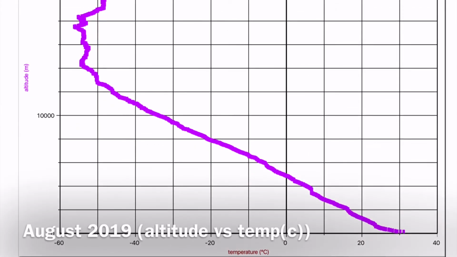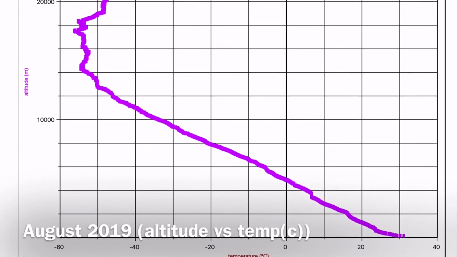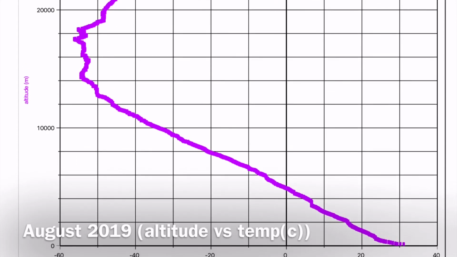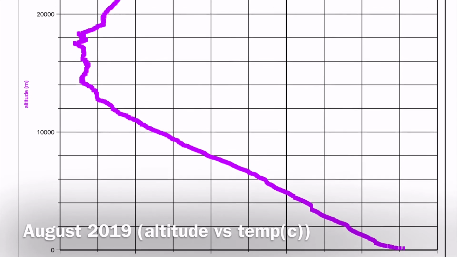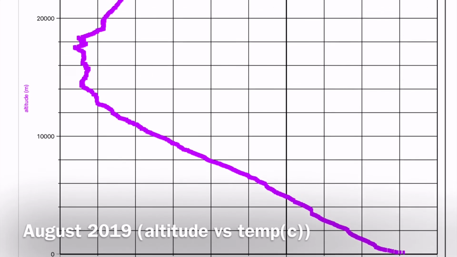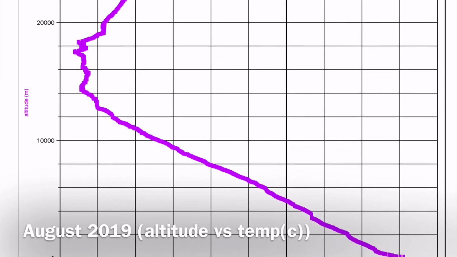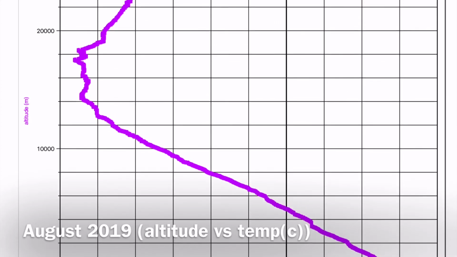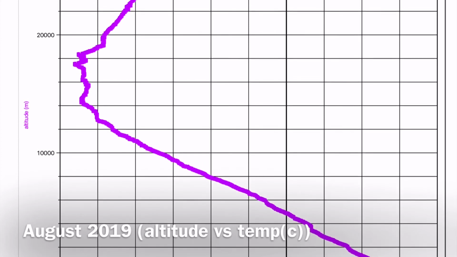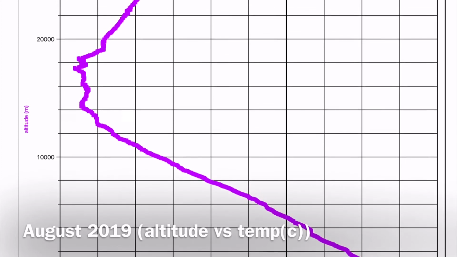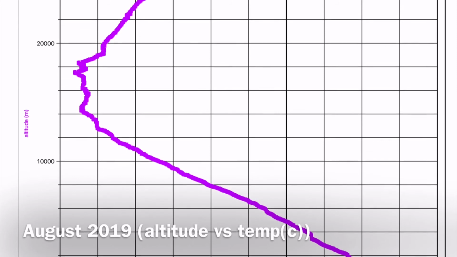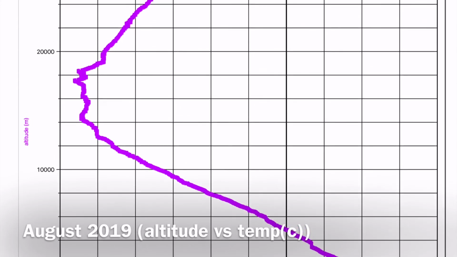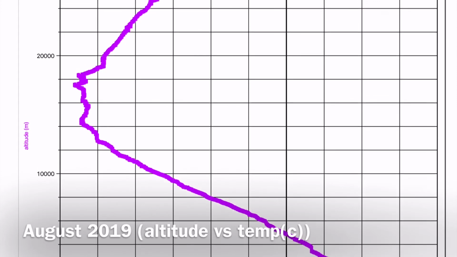Lastly, we can compare these two launches to the summer launch of 2019, which took place in August. The tropopause is reached slightly earlier at 14,000 meters, but the stratosphere begins at 18,000 meters, just like the summer launch in 2020. The lowest temperature recorded in this launch was negative 54 degrees Celsius, which is colder than both the winter launch and this year's summer launch, which is very interesting because the summer launch in 2019 is colder than the winter launch in 2020.